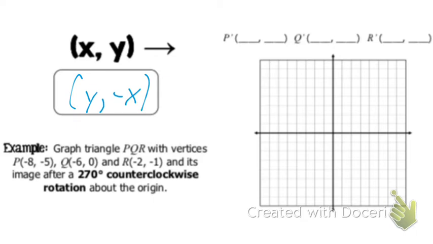We have the triangle PQR with the vertices P, Q, and R. Go ahead and graph those. Go and plot those points and then graph the triangle. Okay. So negative 8 comma negative 5 is P. Negative 6 comma 0. So Kenny, this is what I was talking about. We're going to have one on an axis, okay? And negative 2 comma negative 1.